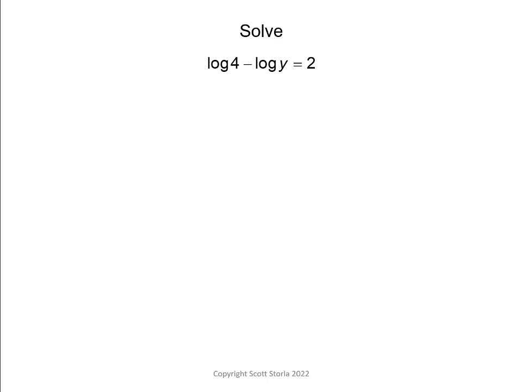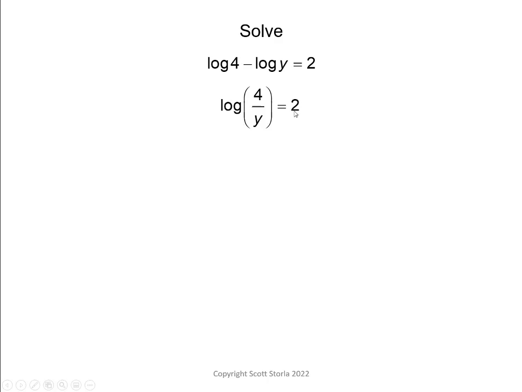Let's put it into practice now. I'll do this first one, and then there'll be one for you. Now I notice that I have a difference, and so I'm going to use the quotient rule and rewrite that difference as a quotient. Now I've got a couple of choices here. I could use both of these expressions as exponents for a base of 10, and that would be a fine approach. I'm just going to rewrite into exponential form.